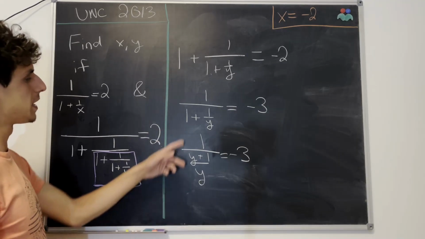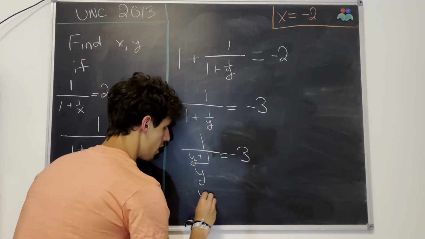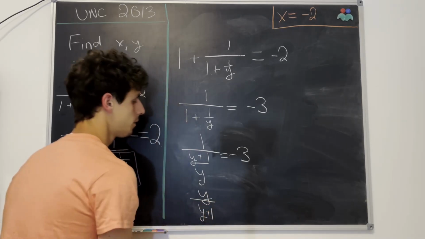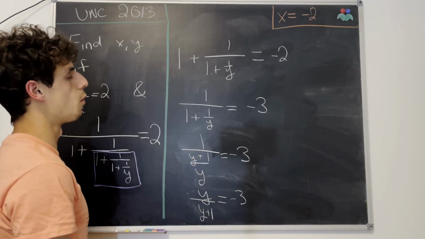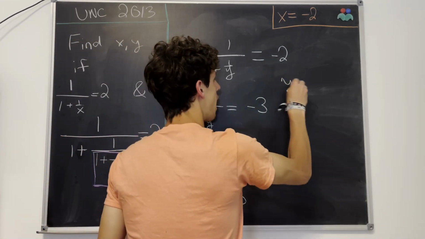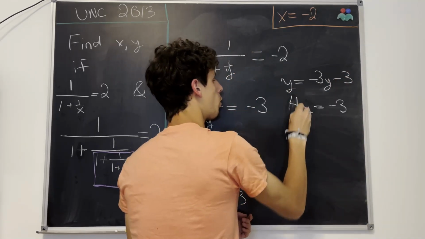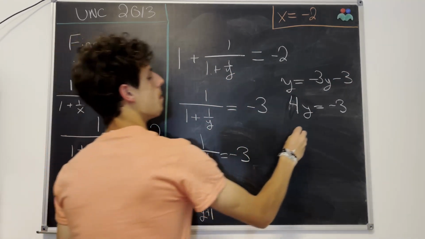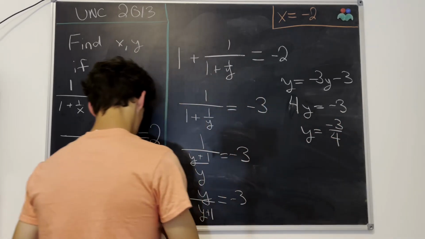And now let's flip this because this is 1 over a smaller fraction in the denominator. So this will be y over y plus 1 equals negative 3. But then from here, we can multiply up the y plus 1. So we get y equals negative 3y minus 3. So we have 4y equals negative 3. But then y is equal to negative 3 over 4. And that's enough for now.